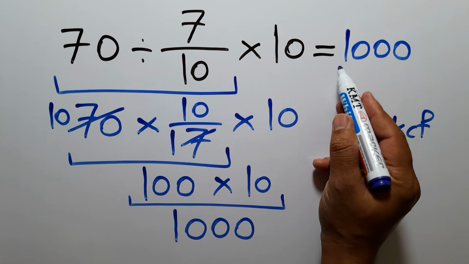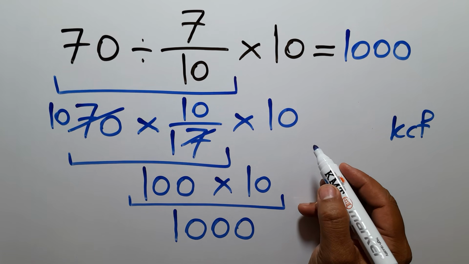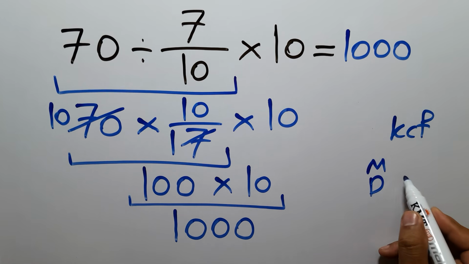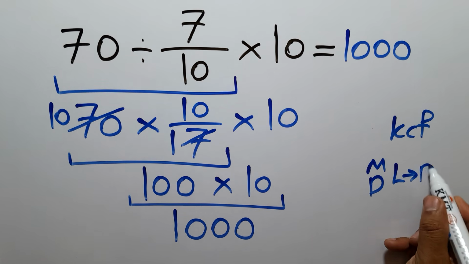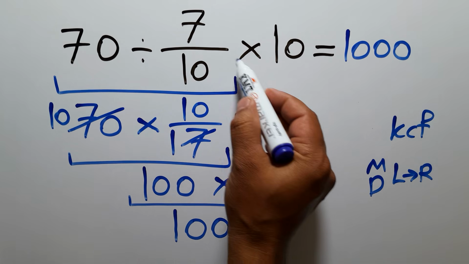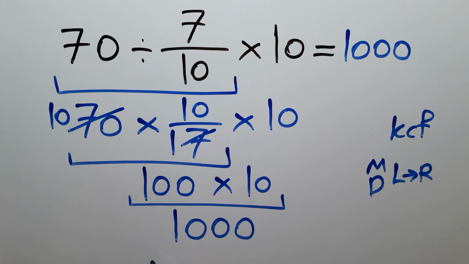1000. And this answer is correct because according to the order of operations, multiplication and division have equal priority, and we have to work from left to right. So here first we have to do this division, then this multiplication. So this answer is correct.